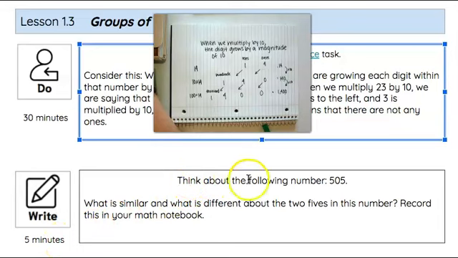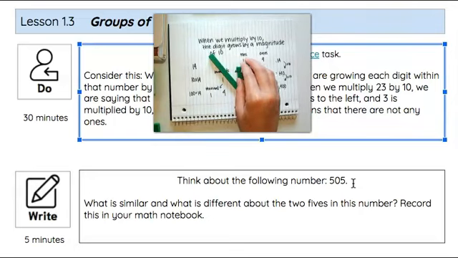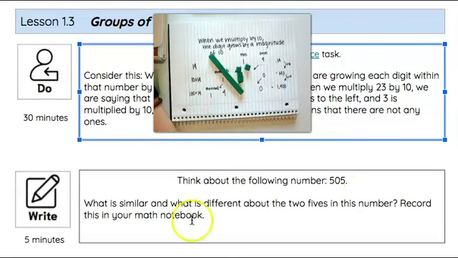I'd like you to think about the number 505. What is similar about the 2 5s in this number? What is different about the 2 5s in this number? If you'd like to use base 10 blocks to justify your answer, that's a great idea. Please record this in your math notebook.